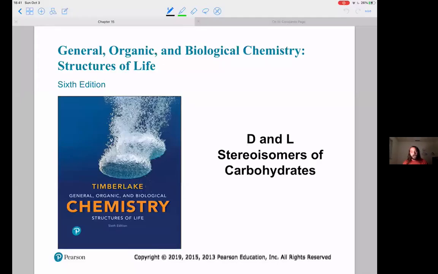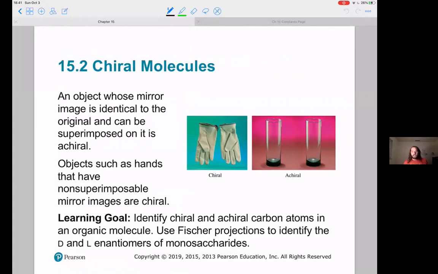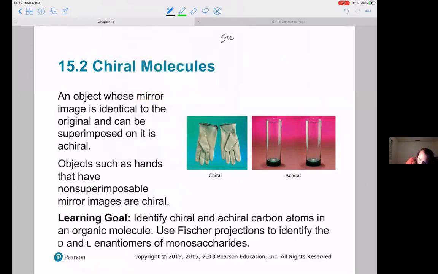All right. So for this particular lecture, we're going to be talking about stereoisomers of carbohydrates. And by the end, we're going to be able to designate a particular structure as being either the D or the L stereoisomer. First, we got to introduce this concept of chirality. And before we do that, I just want to talk more broadly about this idea of stereoisomers.